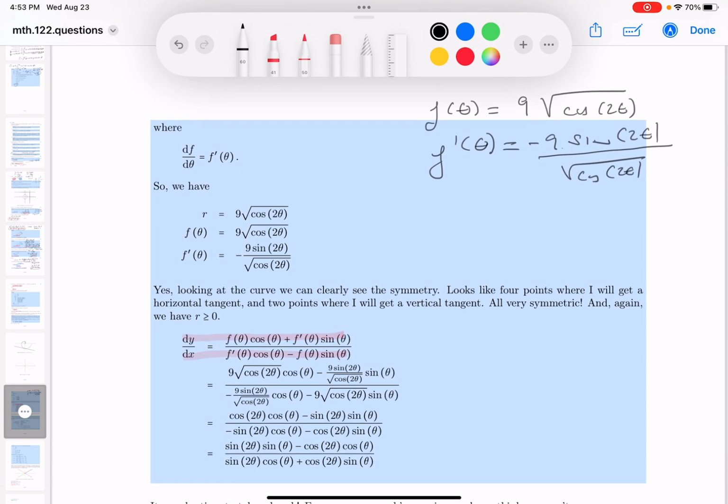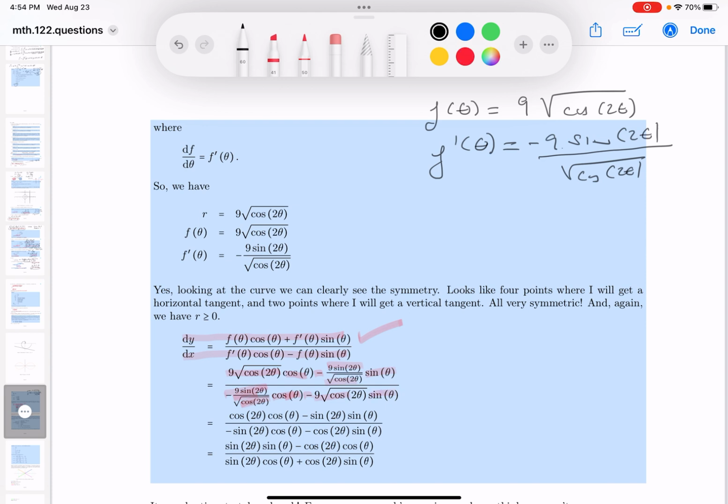I want to point out that I have it typed up, and I want to just go through what I'm writing down over here. So the first thing I do is what f of theta is. It's 9 square root of cosine 2 theta times cosine theta minus, that's the derivative right away, 9 sine 2 theta over the root of this sine theta. What goes on bottom? F prime of theta, I got this over here, times the cosine of theta. Again, we're just using that formula there. Let's see, minus f of theta times this.